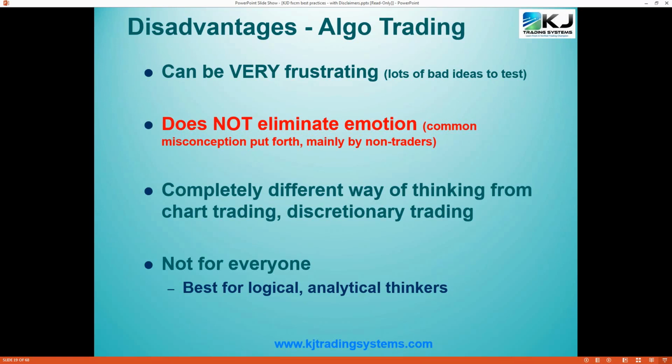So it can be very frustrating, and it's completely different than what probably a lot of you are used to, which is chart-based trading, where you might journal your thoughts and emotions, and that impacts your trading. That doesn't happen with algo trading. The rules are the rules. And it's not for everyone. If you're not a logical, analytical, kind of science-based thinker, probably it's not going to work for you.